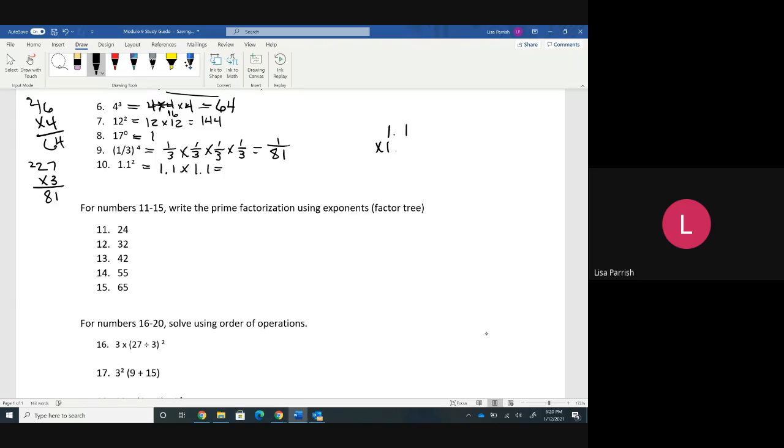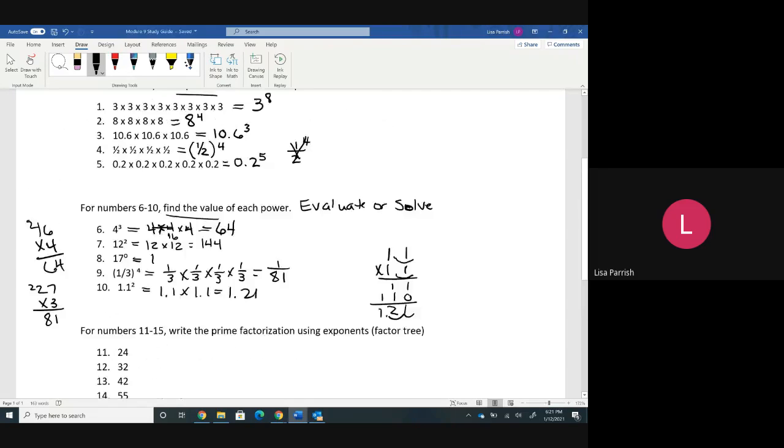1.1 times 1.1. We've multiplied decimals before. 1 times 1, 1 times 1, drop a 0. 1 times 1, 1 times 1. Remember to move out 2, move in 2. So this becomes 1.21. Okay, remember you're multiplying, not adding.